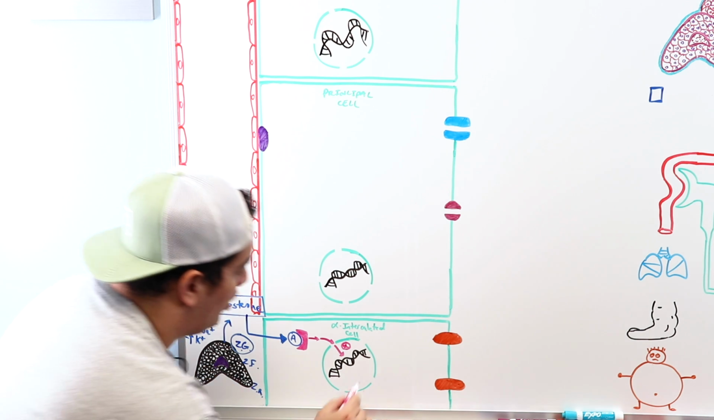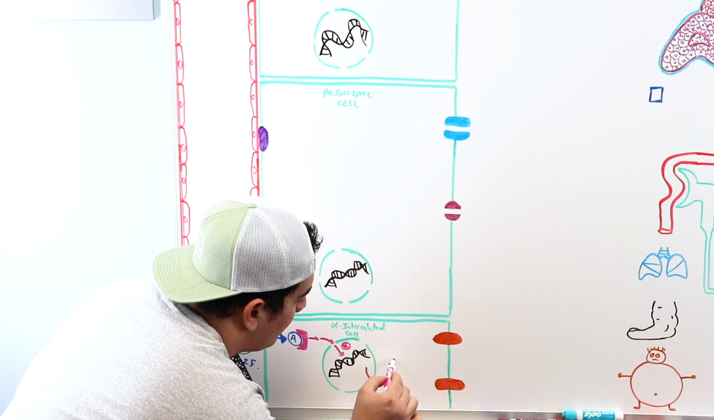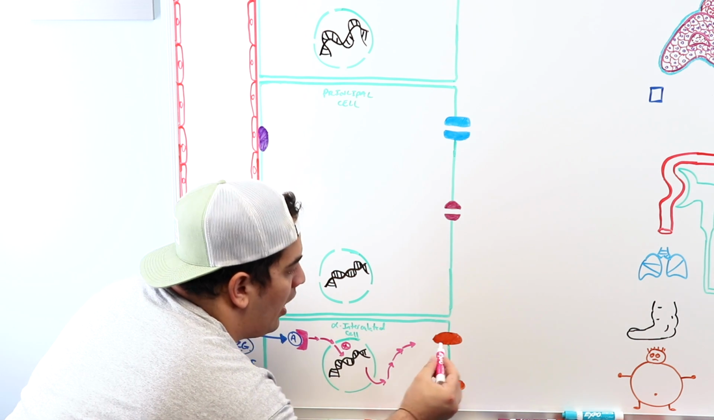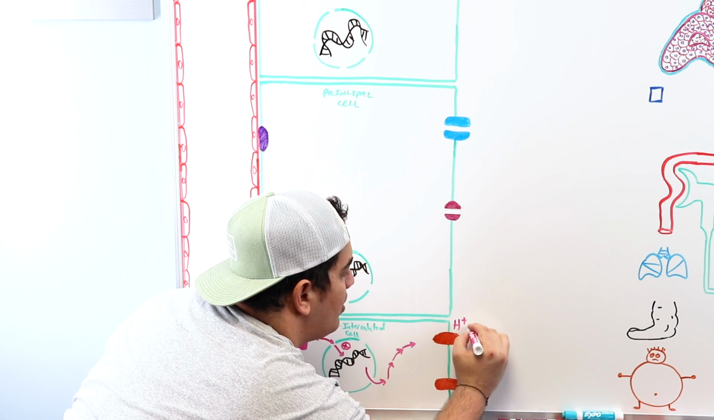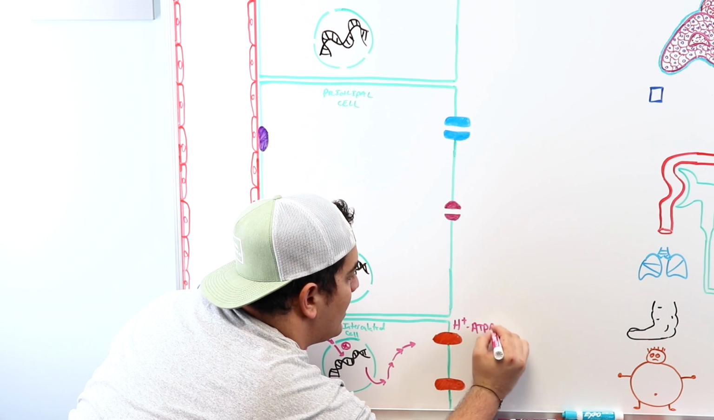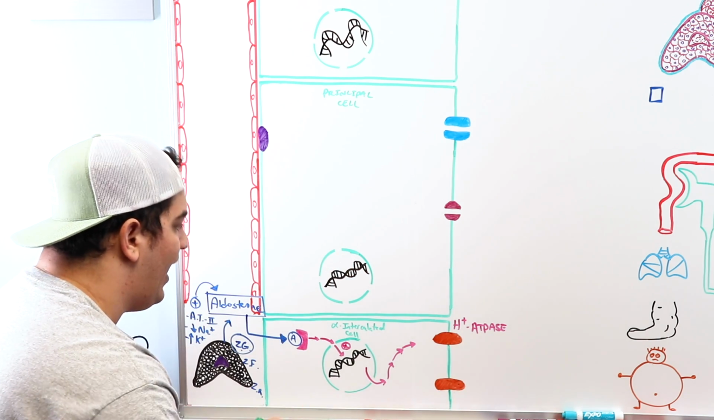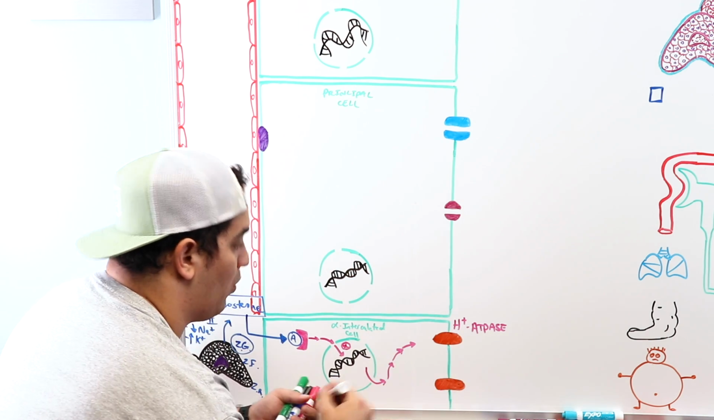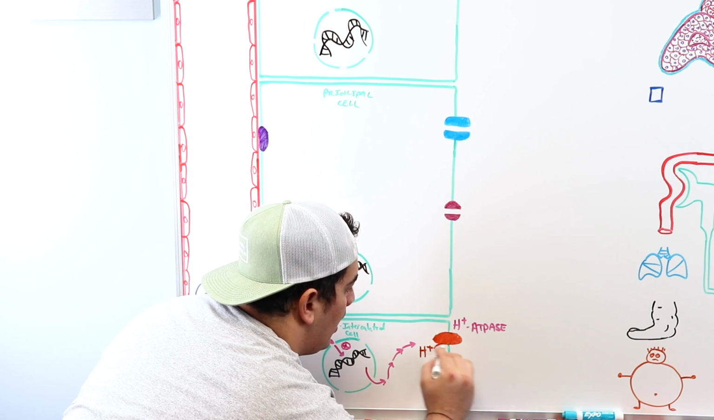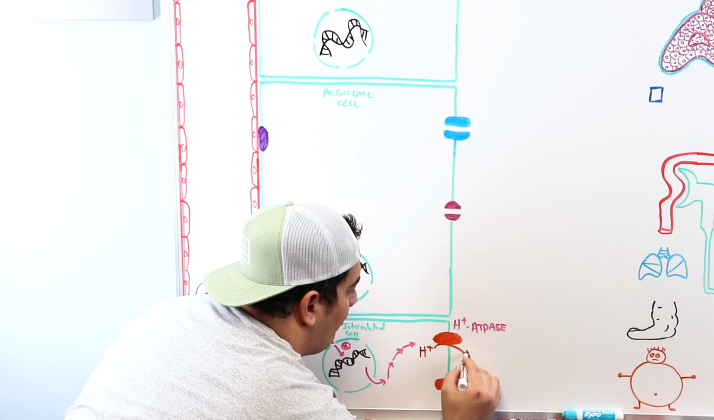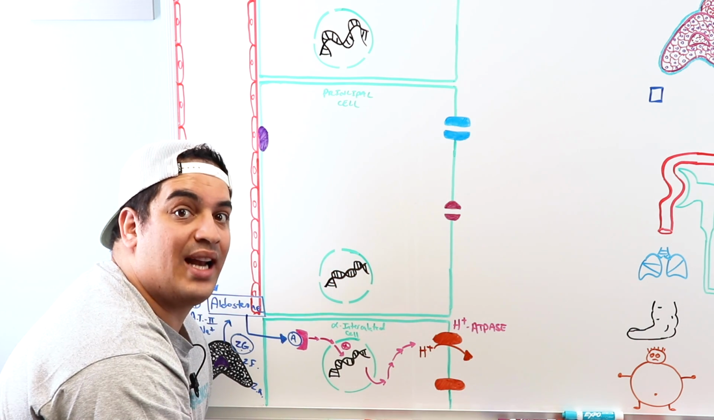What kind of proteins? Well, one of these proteins that is really important here is this proton ATPase. What is this called? It's called a proton ATPase. What does that mean? It means we can increase the synthesis of these proteins. Well, what do these proteins do? They take a proton and excrete it from the tubular cells into the tubular lumen so that it can be excreted out of the body.